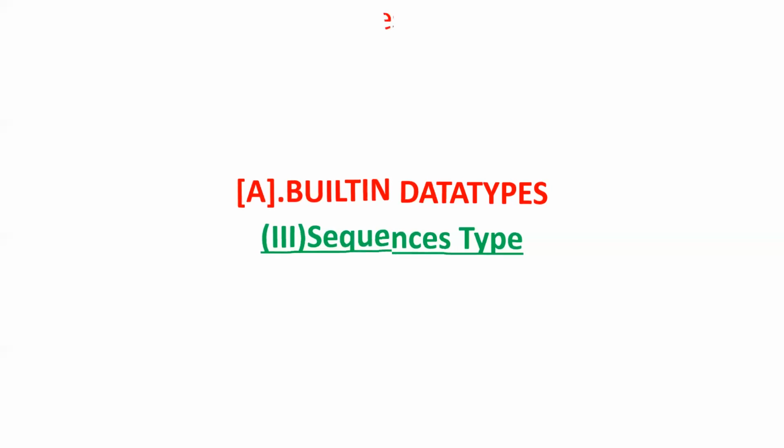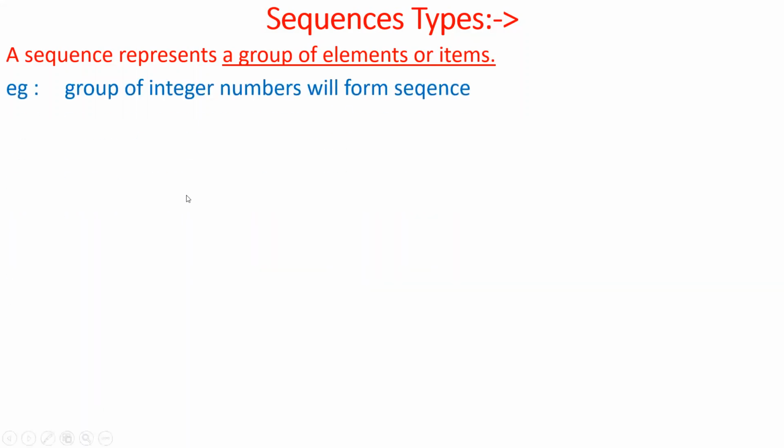Fine. Now, starting from the very first one: how can you define the sequence type? Very simple. A sequence represents a group of elements or items. Remember this. It is applied in all 6 categories: str, bytes, byte array, list, tuple, and range.